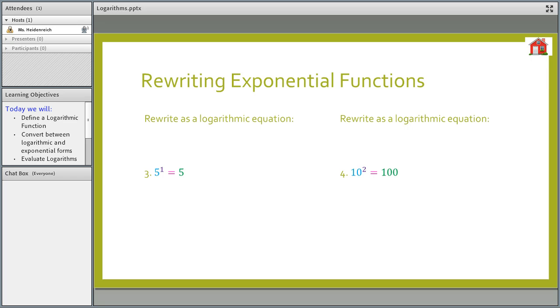So at this point, you should be ready to practice some on your own piece of paper. Get out a piece of paper if you don't have one already and try these two problems out. Pause the recording and then check your answer once you're ready.